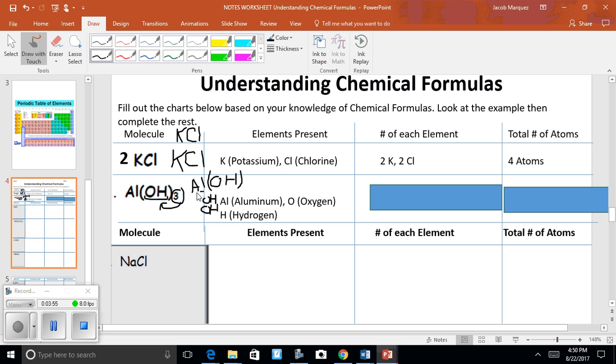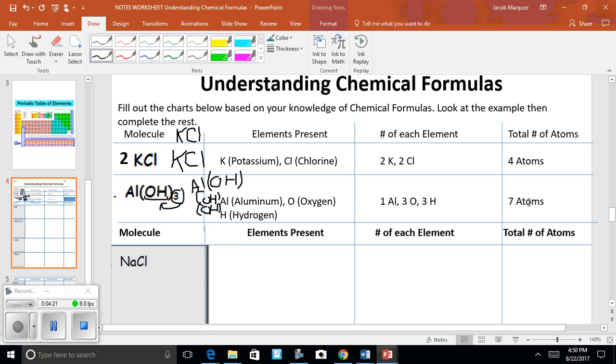Okay. Now we can count how many of each element we have. Well, we just have one aluminum. How many O's do we have total? We have 1, 2, 3. How many H's do we have total? 1, 2, 3. 1 Al, 3 O's, and 3 H's. How many atoms do we have total? We have 1, 2, 3, 4, 5, 6, 7 atoms total.